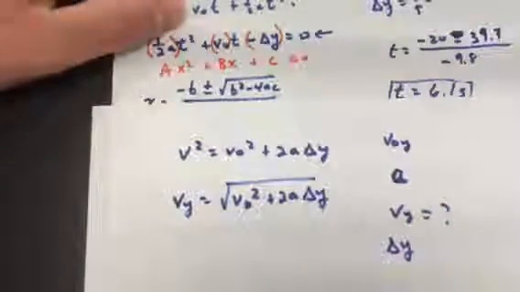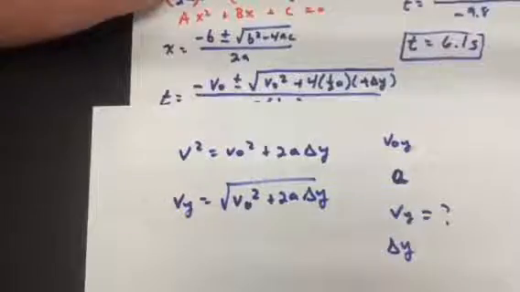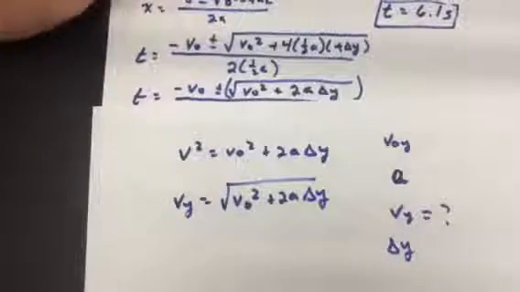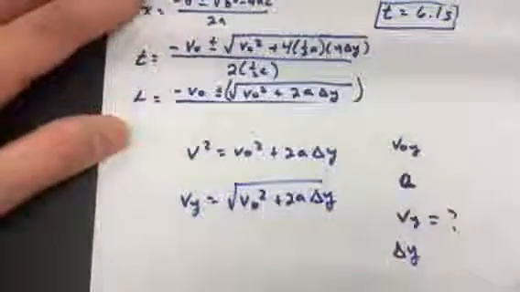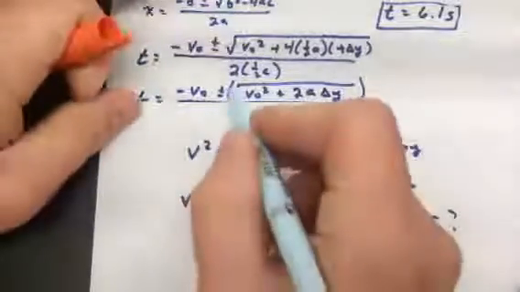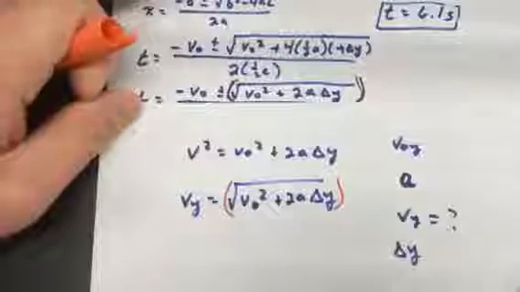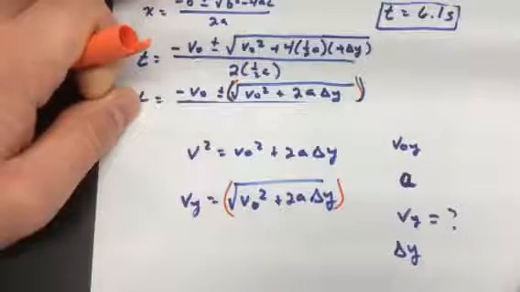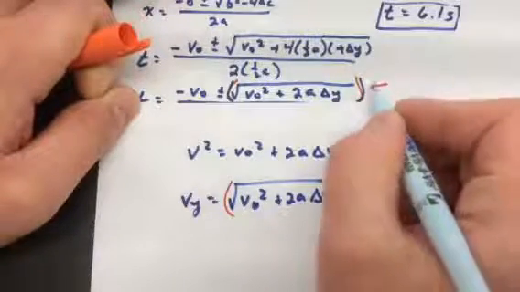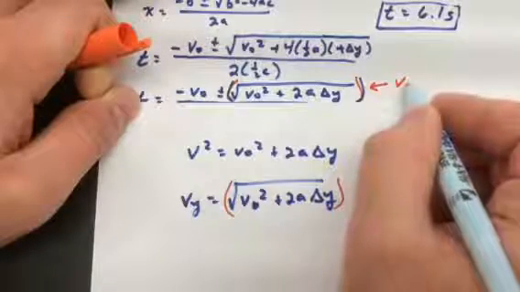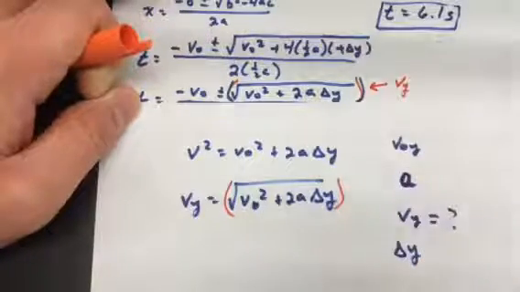Now I just want to show you something real quick. Notice here in these parentheses right here, that is exactly what is written here. So this term right here actually stands for the final velocity in the y direction.